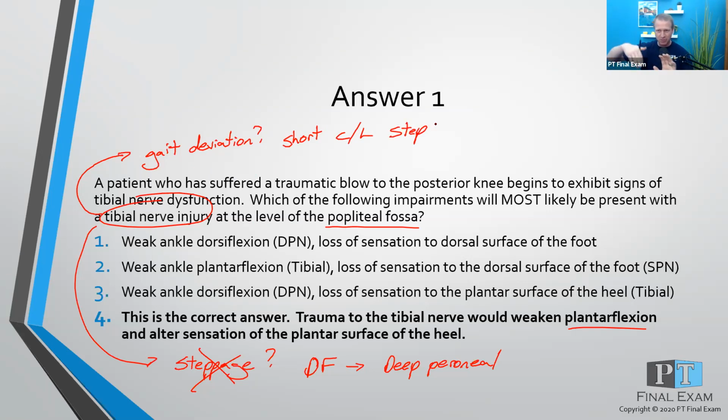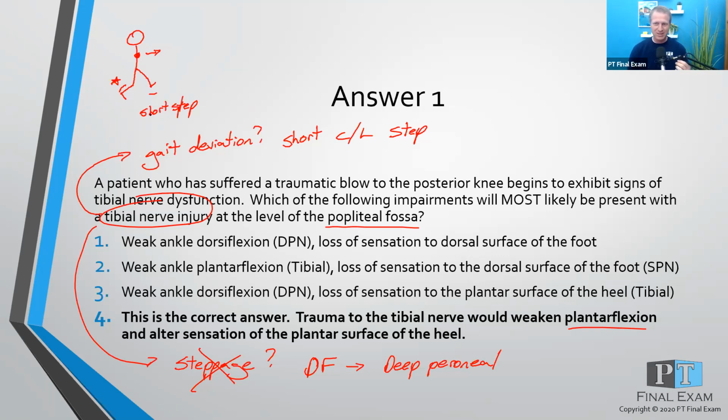Because as you're trying to advance yourself forward, so during the push-off phase of gait, as you're trying to advance your body weight forward with your plantar flexors, if you don't have good plantar flexors, it means you can't push yourself forward. And so therefore the contralateral foot comes down early and you get a short step. Shortened contralateral step from that weak push-off.